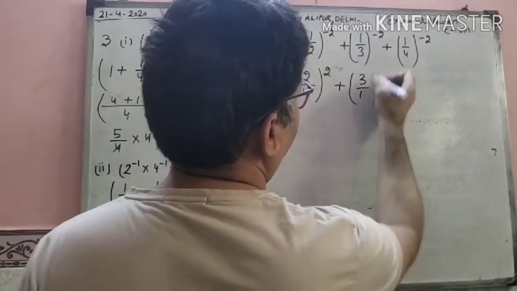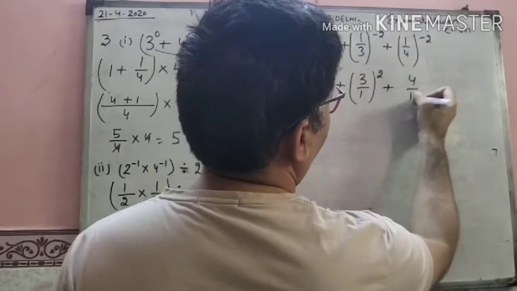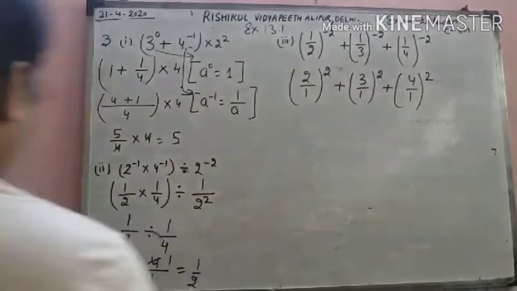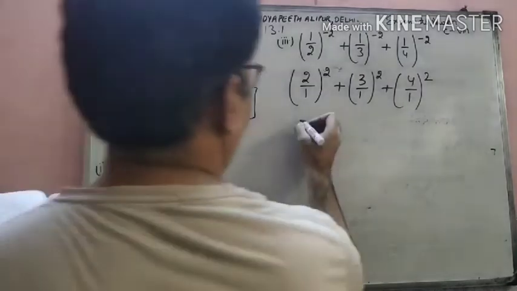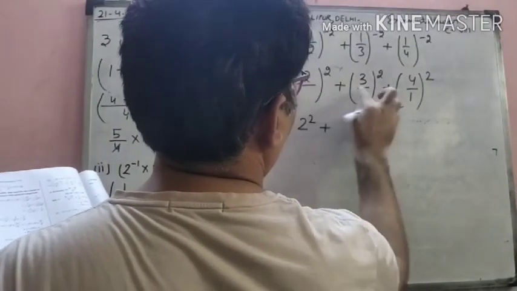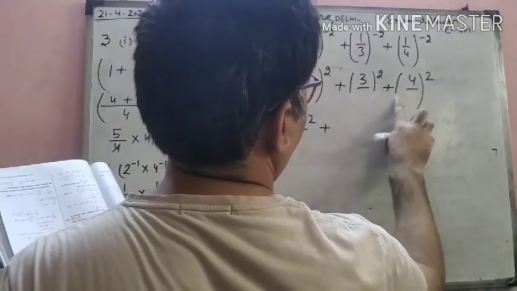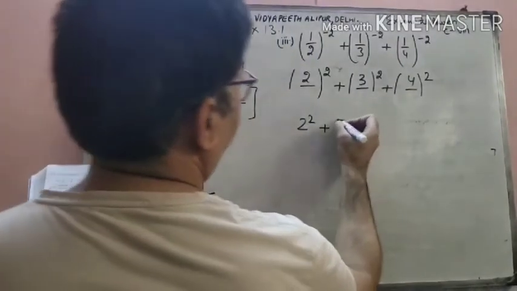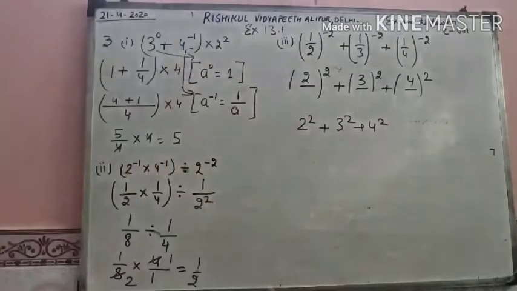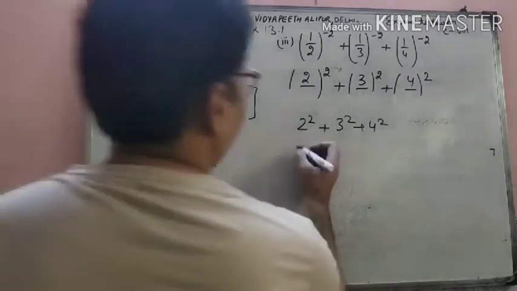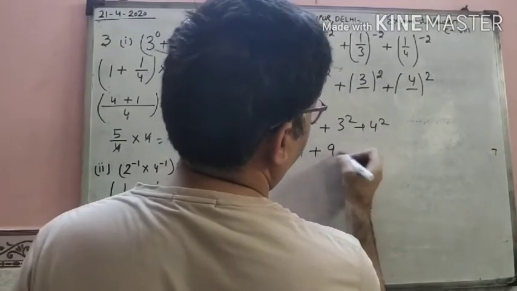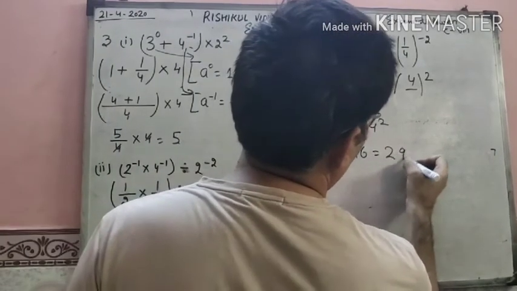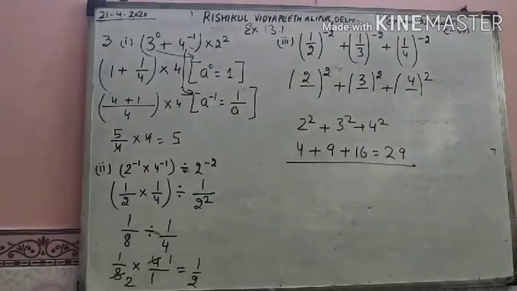It can be written as 3 upon 1 raised to power 2, and as 4 upon 1 raised to power 2. So it can be written as 2 raised to power 2 plus 3 raised to power 2 plus 4 raised to power 2. It means 2 raised to power 2 is 4, 3 raised to power 2 is 9, and 4 raised to power 2 is 16. The result is 29.